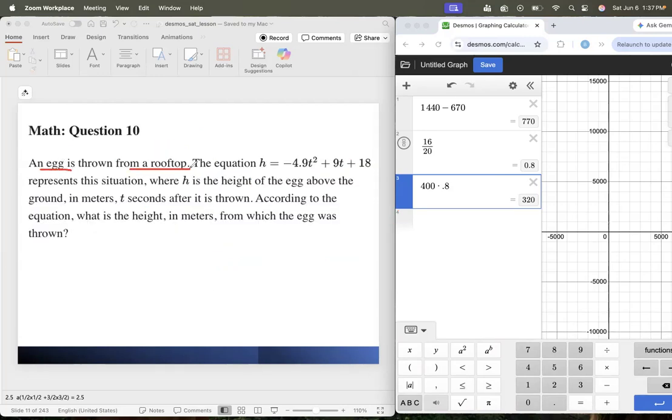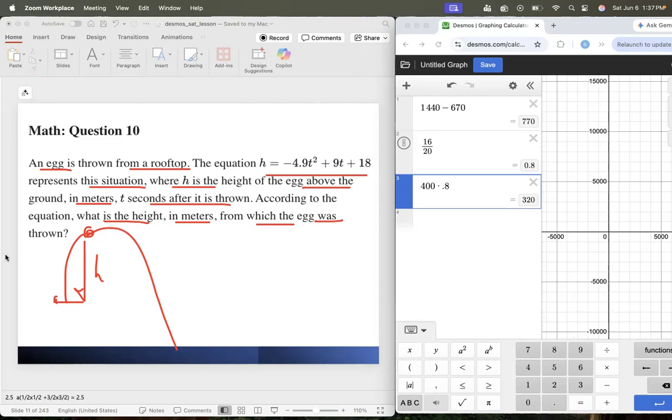An egg is thrown from the rooftop. The egg is here, thrown from the rooftop. And you have this equation, quadratic. It's supposed to come down. That's why it looks like that. Parabola. Represent this equation. H is the height of the egg above the ground in meters per second after it's thrown. After the egg is thrown from here up, H is the height. According to the equation, what is the height in meters from which the egg was thrown?